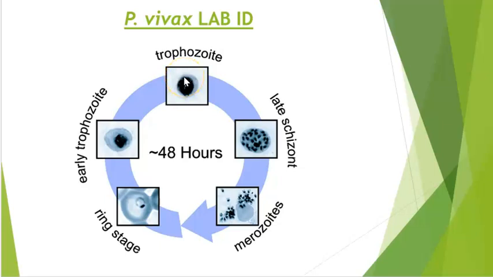So here's a good little diagram of the life cycle of vivax. Here's the trophozoite, here's the schizont stage, here's the merozoites that have been released from the red blood cell, here's the ring stage, and then here would be an early trophozoite.